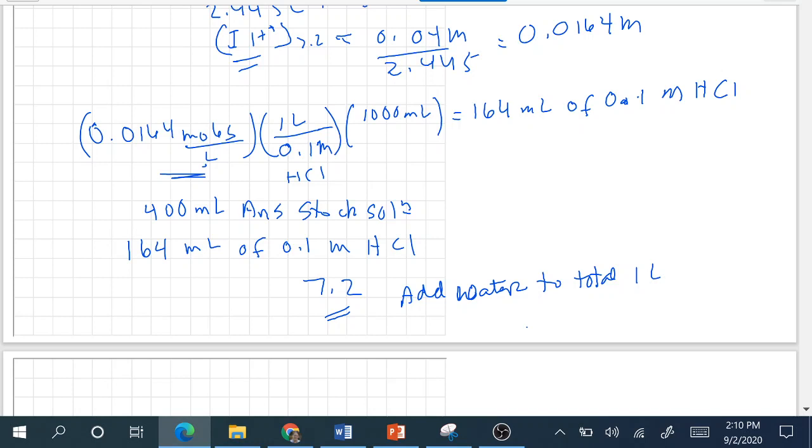So if we were going to prepare this, we would get a volumetric flask out, and it has a little mark on it that gives you 1,000 milliliters. First you're going to put in your 400 milliliters of your 0.1 molar anserine stock solution, then 164 milliliters of your HCl solution. So it's going to be about right there. Then you fill it the rest of the way to the mark with water.